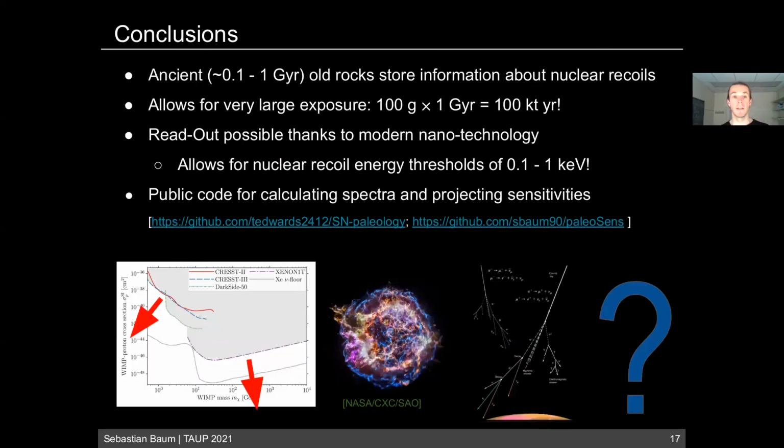So to summarize, the basic idea of Paleo-Detectors is to use the crystals nature has provided us with to learn about the nature of dark matter or our galactic history. Natural minerals have been recording information about nuclear recoils over timescales as long as 1 billion years, and we believe that with modern microscopy technology, it is possible to read out these nuclear damage tracks with effective nuclear recoil energy thresholds on the order of keV.